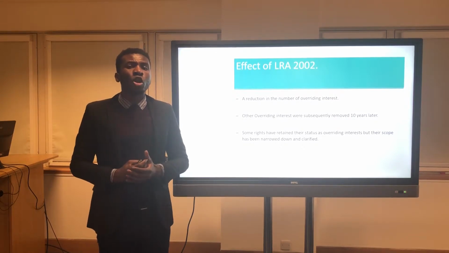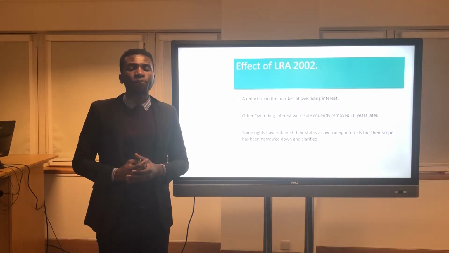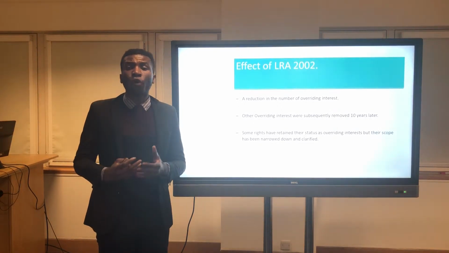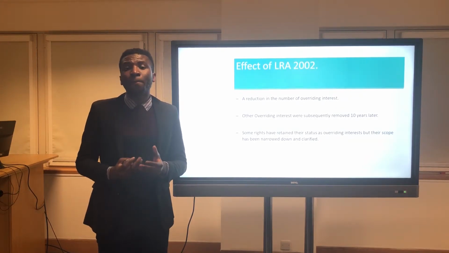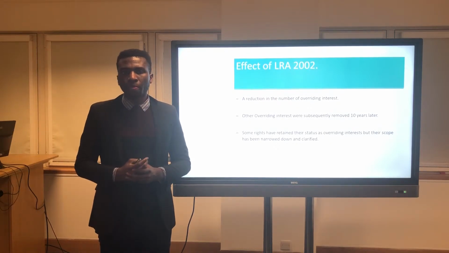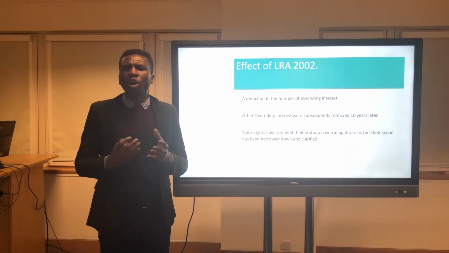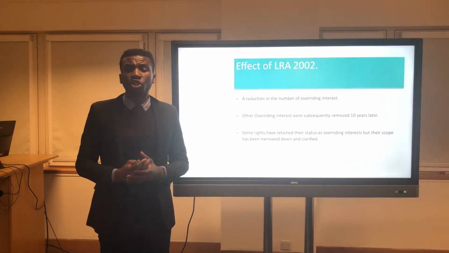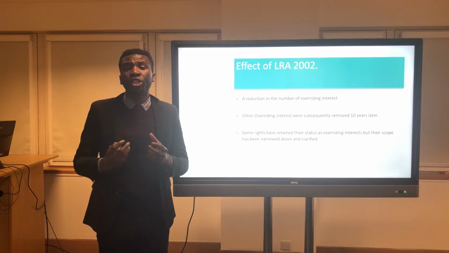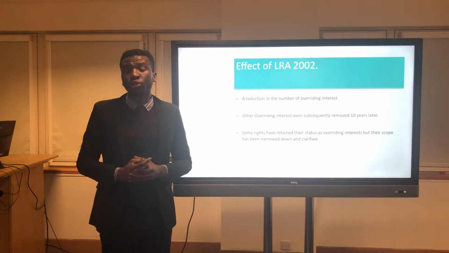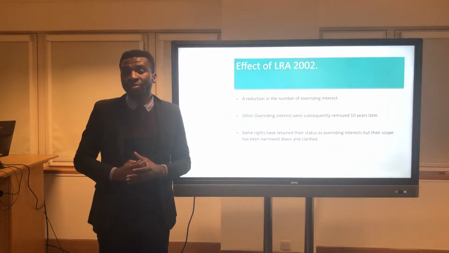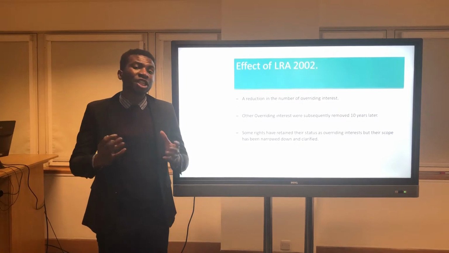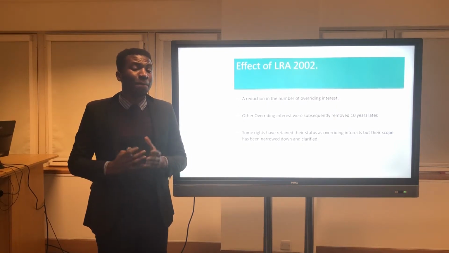This act had a number of effects, which were a reduction in the number of overriding interests. For example, the right of squatters under adverse possession no longer binds as an overriding interest. Also, other overriding interests were phased out 10 years after the Land Registration Act 2002 came into force. Such rights that were phased out were manorial rights, crown rent, rights of franchise, rights of embankment and sea, and payment in lieu of tithe.